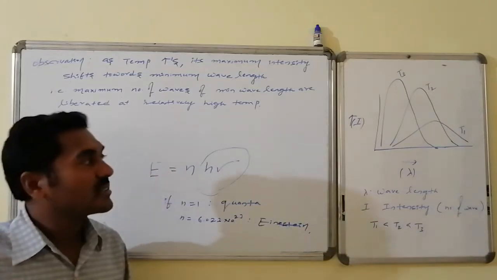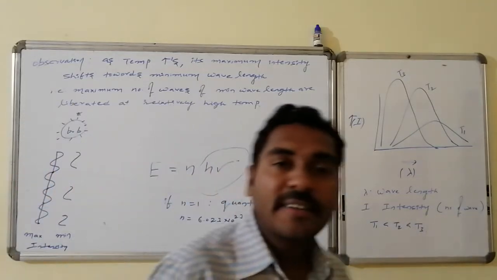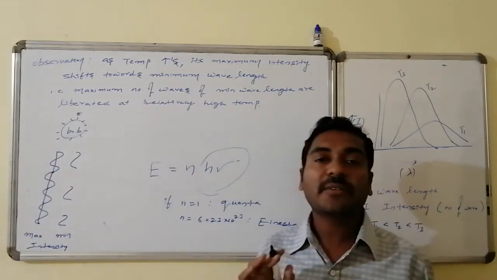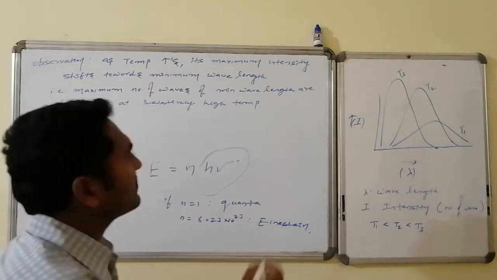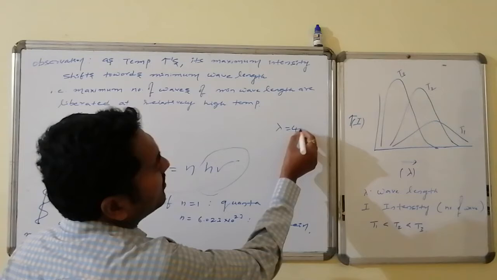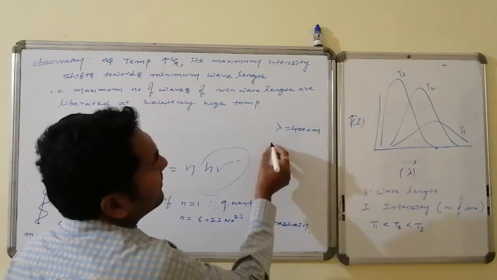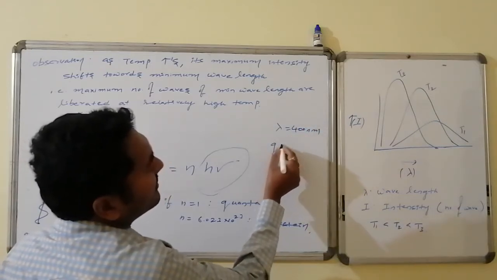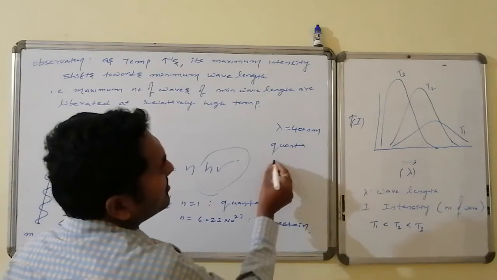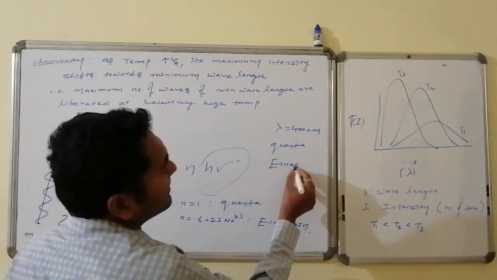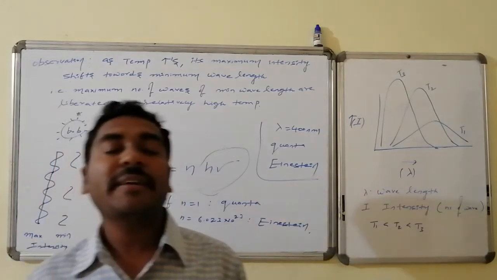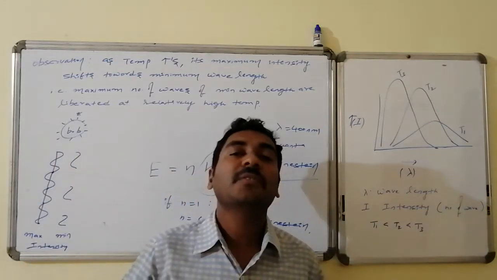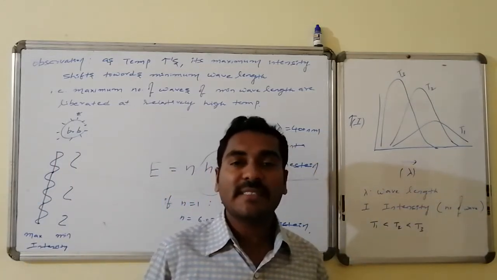So now you are asked to calculate the energy of an electromagnetic radiation of wavelength 400 nanometers. Lambda of 400 nanometers is given. You are asked to calculate the quanta, and also you are asked to calculate Einstein. Calculate the energy of the electromagnetic radiation of 400 nanometers, the quanta as well as the Einstein value.